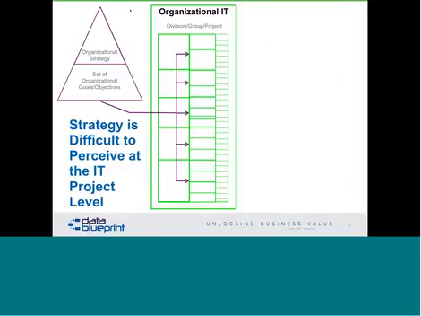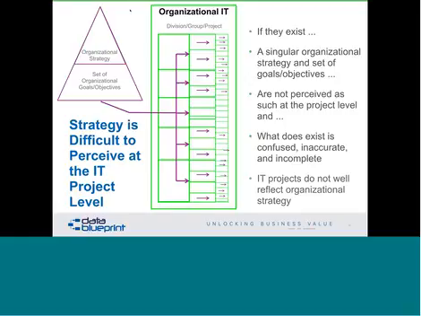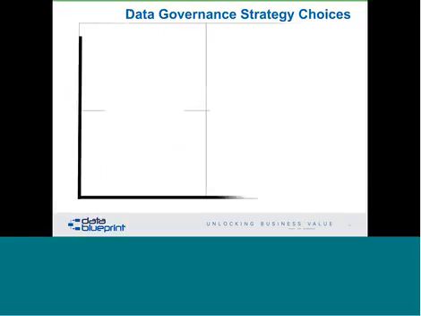And that's because IT is implemented according to a series of projects. So in this hypothetical organization, you see on the left-hand side of your screen the organizational strategy, and that goes to a specific set of goals and objectives and eventually winds its way into IT. But by the time it gets down to the IT project level, it is very often confused and not well understood. If it exists at all, it's likely not a singular set of strategy and objectives, but is perceived at the project level as project-specific goals that are often confused, inaccurate, and incomplete. And the bottom line is that very often IT projects do not well reflect organizational strategy. So again, our preference from a data governance perspective is to derive your data governance strategy from your business strategy as opposed to a specific IT strategy.